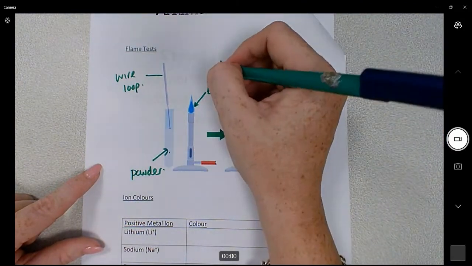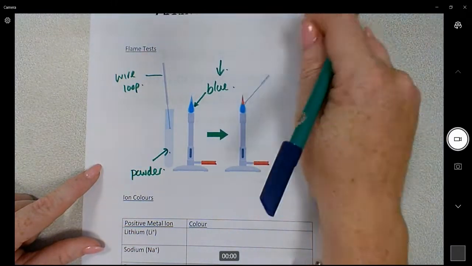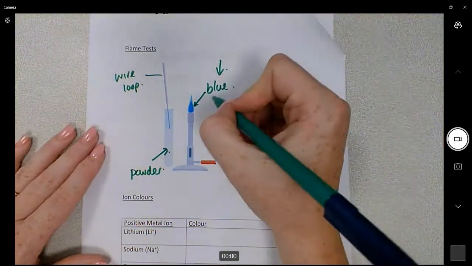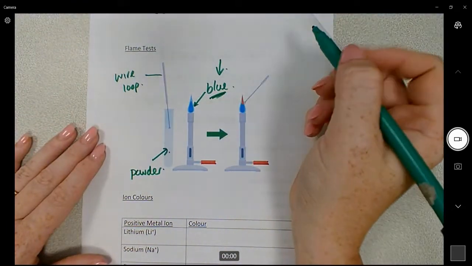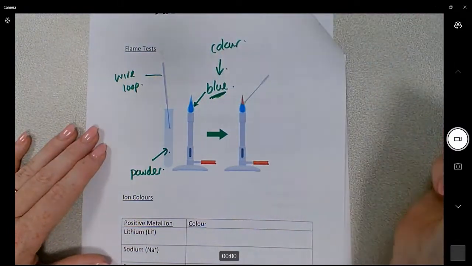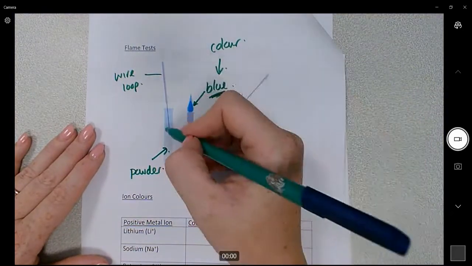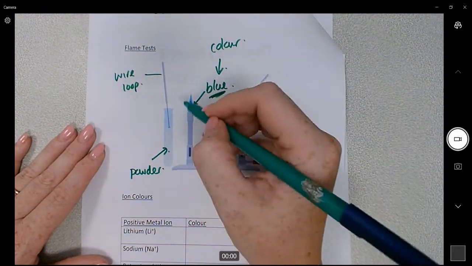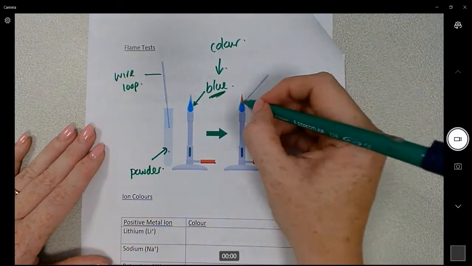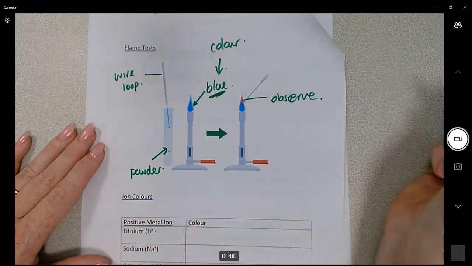And they sometimes ask why. So obviously, if it was on an orange flame, then would you be able to see coloured ions? No. So that's why it has to be on a blue flame. So you can in fact see the colour. So it's important that you're aware of that. And as you can see, we take our powder sample, we place it onto the wire loop, and we then place it into the flame, and we observe the colour change.